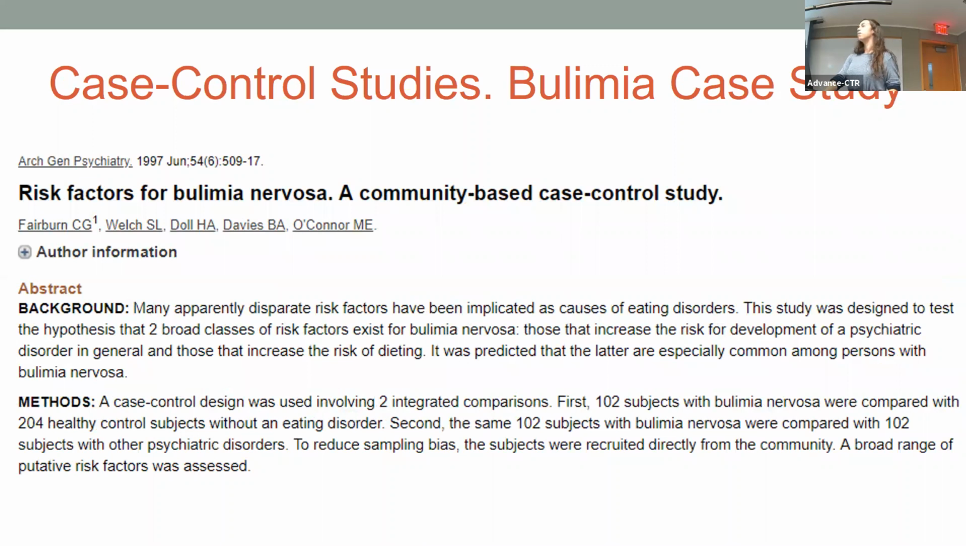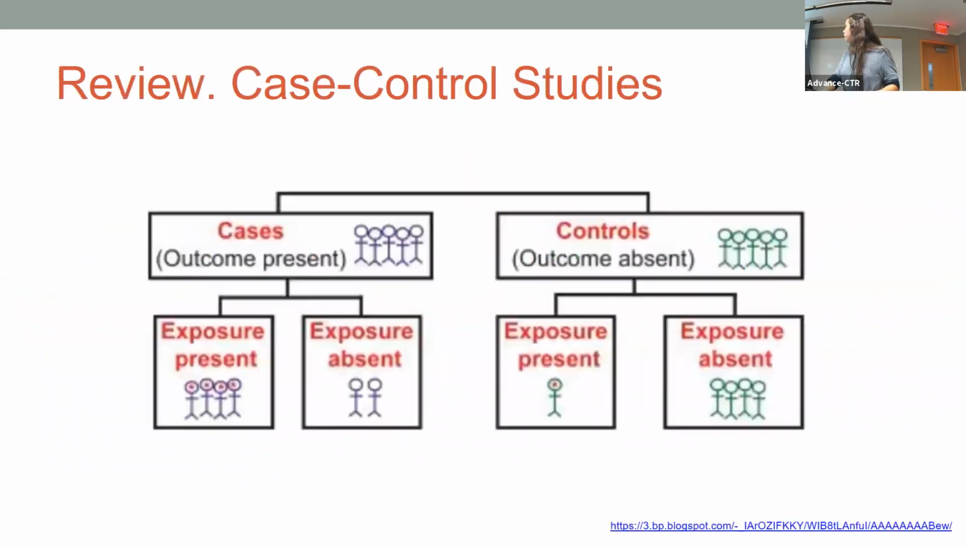In the interest of time, I don't think I'm going to go through the bulimia case study. But just to review, unlike cohort studies, we're starting with whether or not the individual has the outcome, and then we're determining their exposure status after having solidified whether or not they're a case or a control.